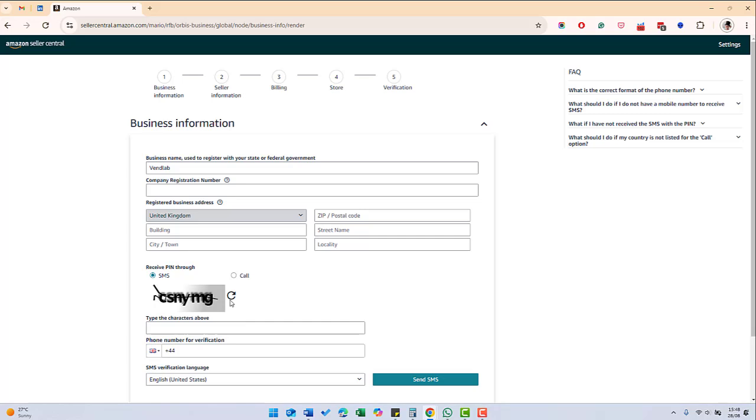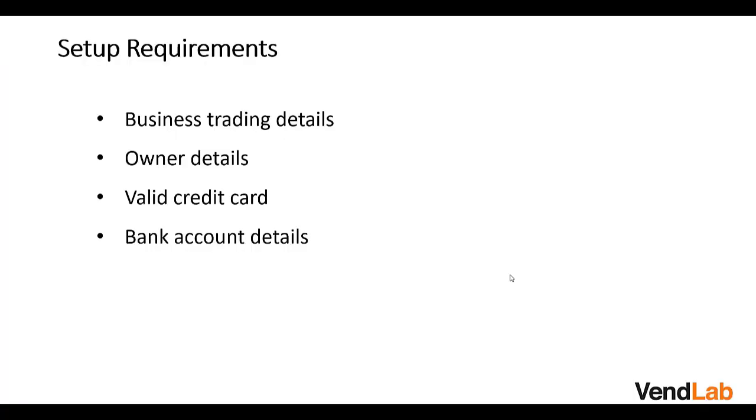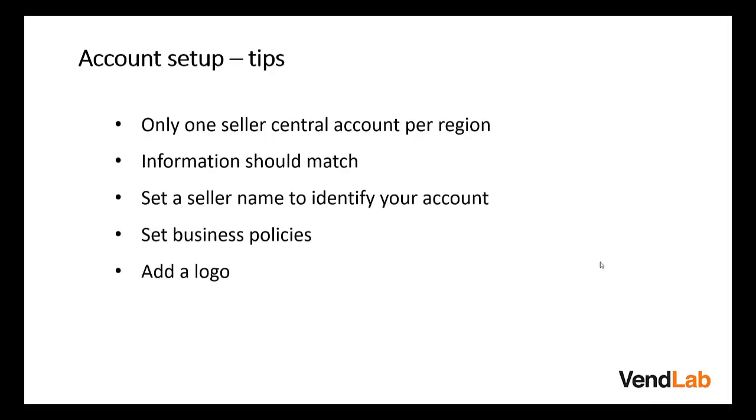You need to enter this business information carefully, referring to your business documents. When setting up an Amazon trading account, you will need to provide your business trading details. This will include your company registration documents, a utility bill showing the location of your business, your business bank account, and also a valid credit card which can be charged. Quick tips for setting up your account.